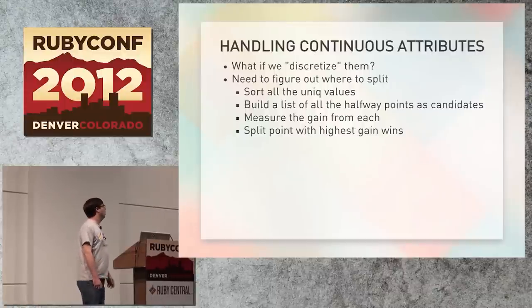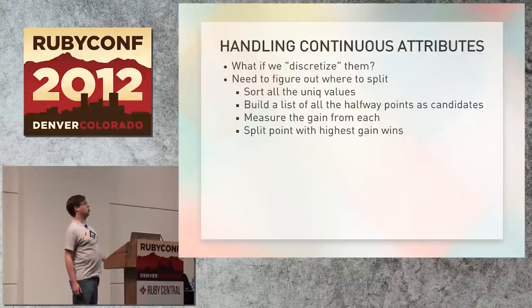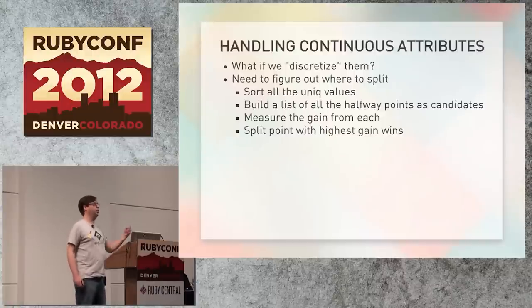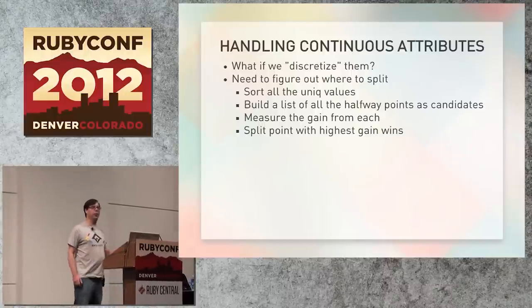To handle a continuous value like installed year, we just sort all those values, then build a list of the halfway points between each of those values, and then measure the gain from splitting on each of those points. Basically, we look at the gain from each possible split point, and the split point with the highest gain wins. And all of a sudden, we have a split point, and we can discretize every row into: is it less than the split point or more than the split point. So now we are back in business as far as the rest of the algorithm goes.